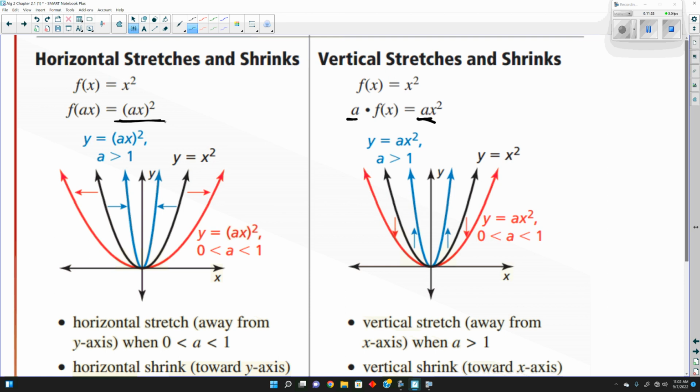Okay? Now again, with left and right, it's the opposite of what we think. With horizontal stretch and shrink, it's the opposite of what we think. Because normally, if the value was, say, 4, 4 is greater than 1, so we would think it's a stretch, yes? But with horizontal, it's a shrink. So if we get, say, 1/2 inside the parentheses, it thinks it should be a shrink, but it's actually a stretch.